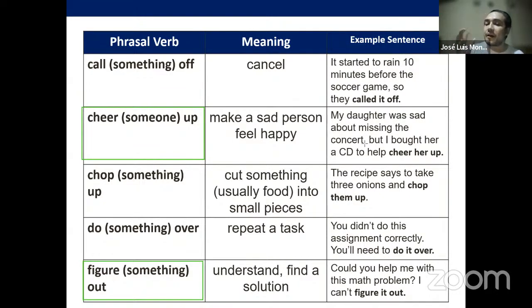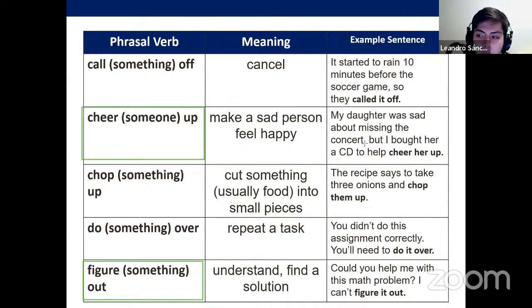So what example can you give me then? Again, to cheer someone up is to make that person feel happy because that person doesn't feel good, right? Is sad, depressed. In general, is not feeling good. So you have to animate, you have to motivate to feel better, right? So what example can you give me in this case?